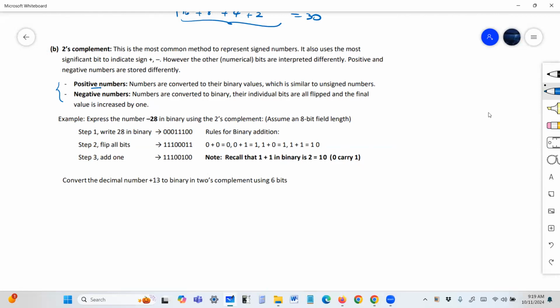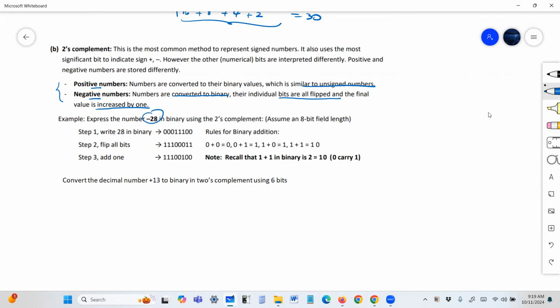If the number is positive, then the 2's complement of a positive number is just the binary. It's similar to the unsigned value. So we just convert the number to binary, and then we're done. If the number is negative, then we're going to convert it to binary first. We are going to flip all of the bits, and then we are going to add 1 to the final value. If the number is positive, we just convert the decimal number to binary, and that is the end of it.